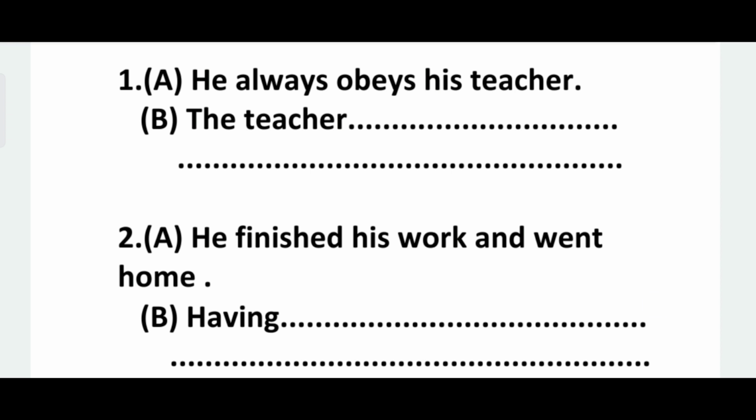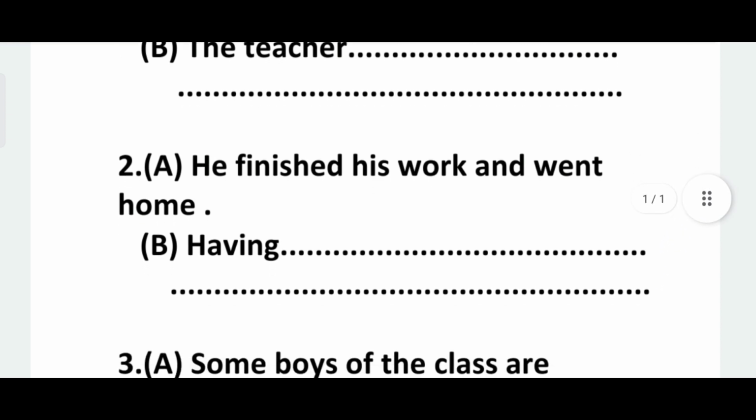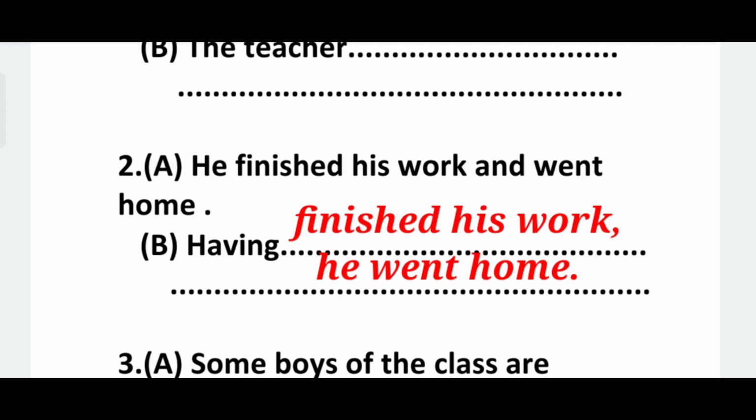Next. He finished his work and went home. Begin having. Having finished his work, comma, he went home. Using a participle. Having finished his work, comma. Comma is very, very important. If you do not put the comma here, you will not get any marks. Having finished his work, comma, he went home, full stop.